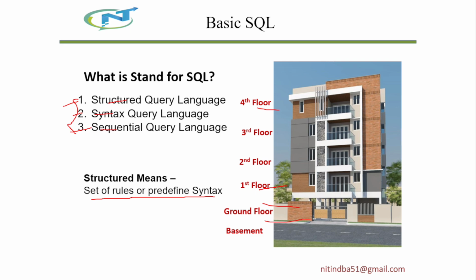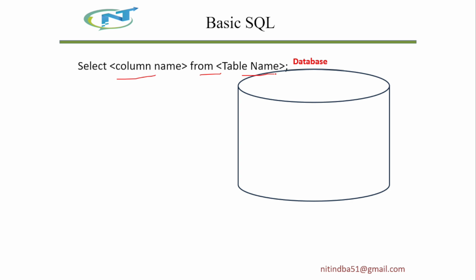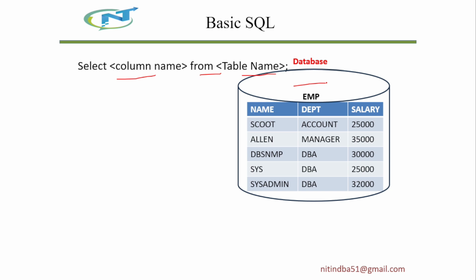Like that, in SQL also we follow some rules, some structure. So what is the rule we follow in SQL? Select column name from table name. This is a predefined rule we have in SQL. Let's assume we have a database. Inside the database we have a table called the employee table, and this emp table contains three columns. The column names are name, department and salary. These columns store some data.